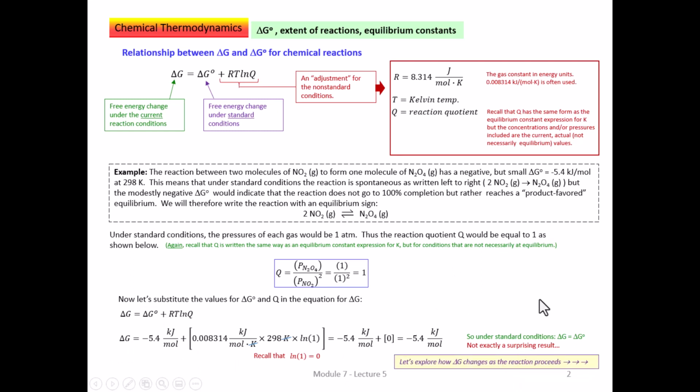Seems to make sense. Now let's explore how the actual delta G changes as the reaction proceeds, because remember, the actual delta G is dependent on the standard delta G. That won't change, but this adjustment is going to change as the reaction proceeds, because as the reaction proceeds and the pressures change, Q will change. So let's see how that works.